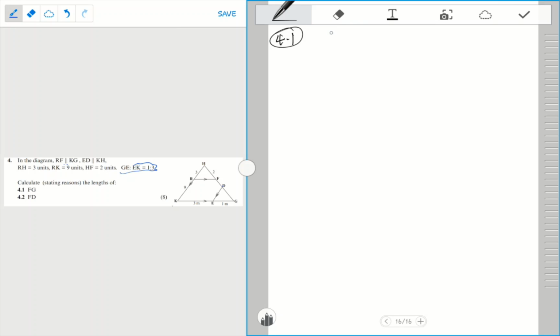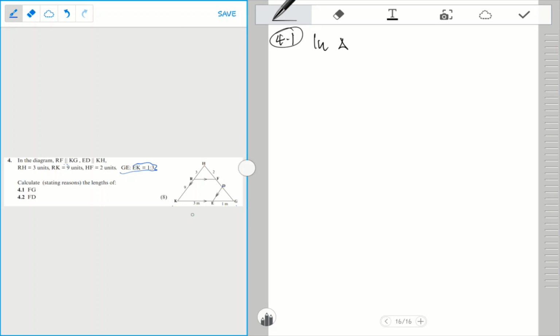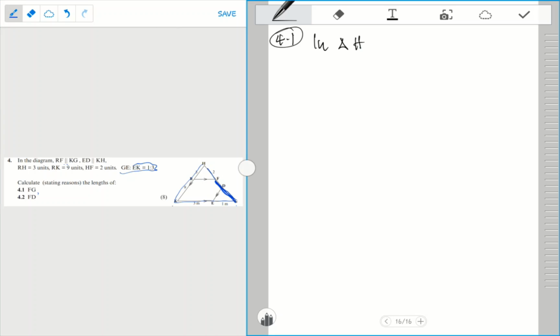Now in the triangle we already have what we are given here, but when we are writing in the book we should make sure that we write what we are given. In the triangle, let's try and focus on H, K and G. Mind you, we want FG. FG is this one. So we want to focus on that one. This one is one of the easiest ones. We're going to say in triangle HKG.